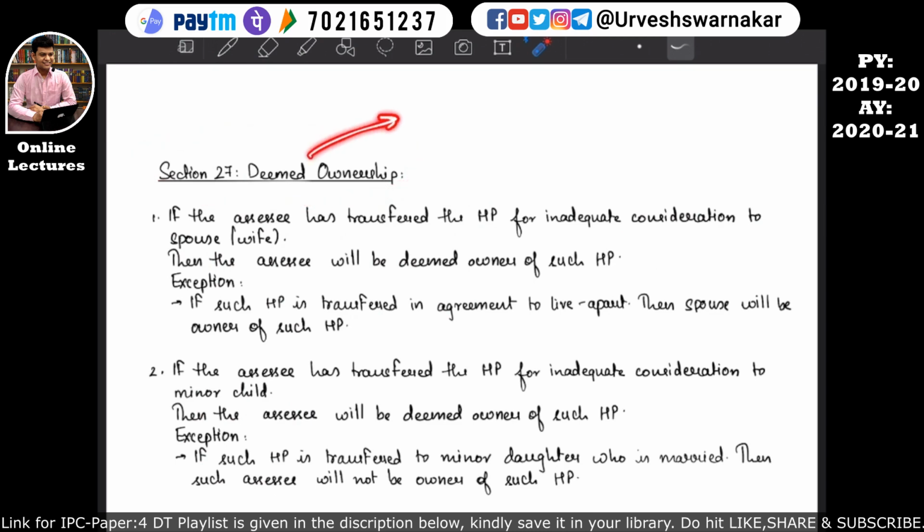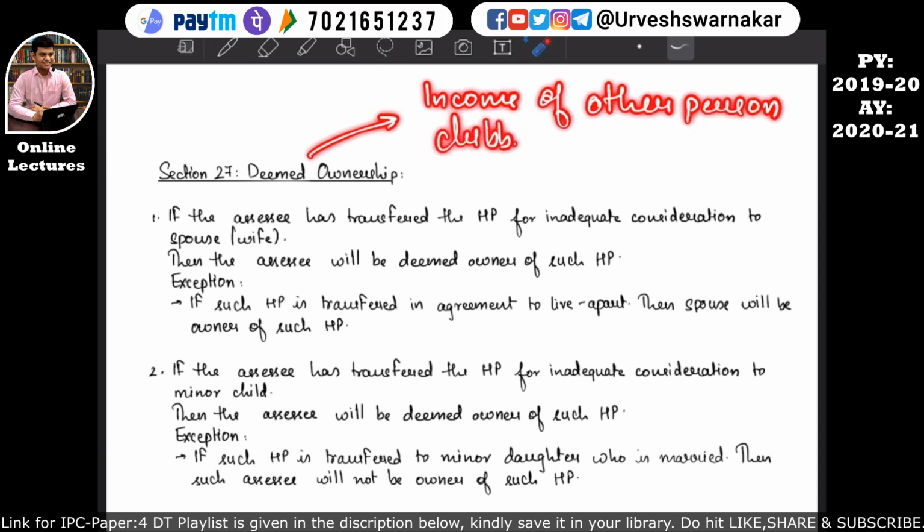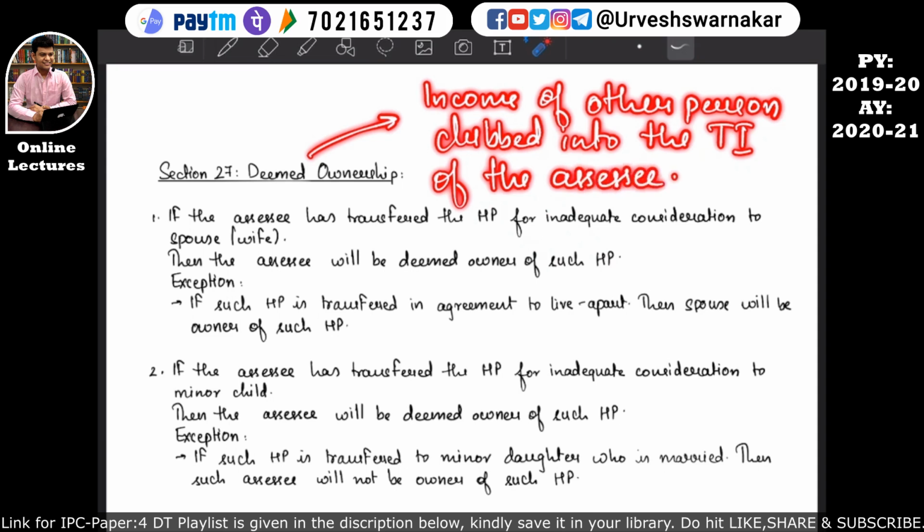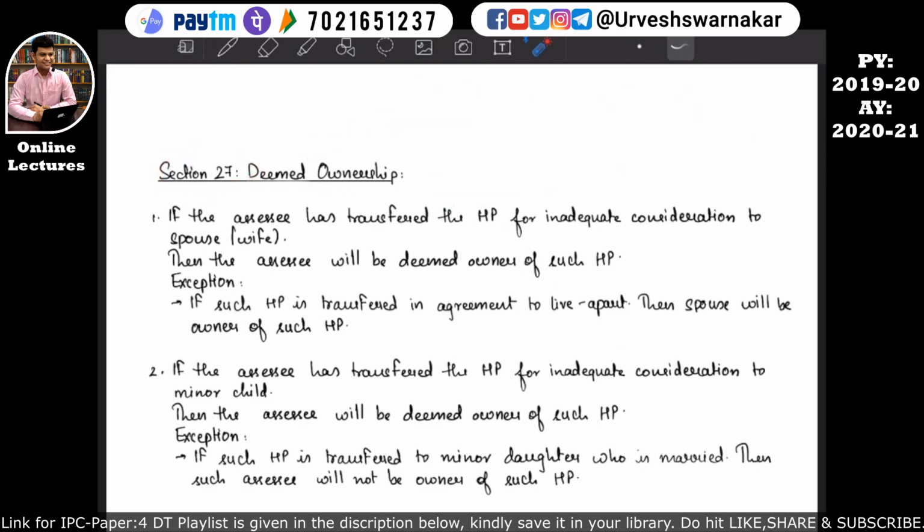We have already studied this concept in a chapter known as income of other person clubbed into the total income of the assessee. I hope you will remember this section. That time I have told you that while studying income from house property chapter, you will see this section again over there. I hope this is quite clear to you all.